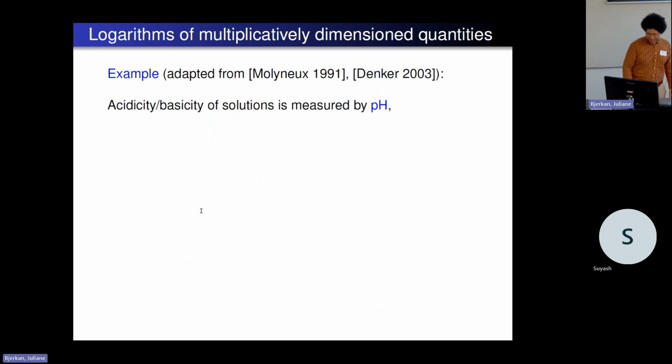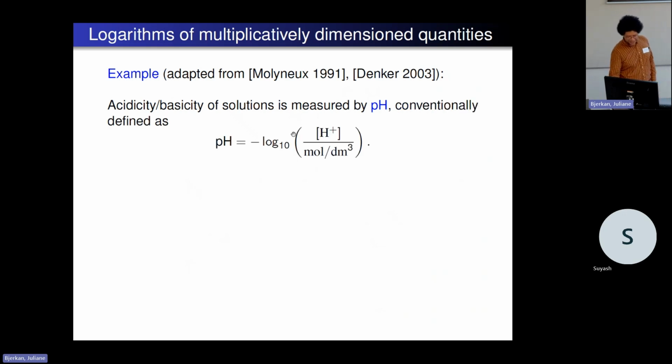Let me give you an example. Acidity or basicity of solutions is measured by pH, and pH is conventionally defined as minus log base 10 of the hydrogen ion concentration as measured in moles per decimeter cubed. So the numerator has the same dimension as the denominator, meaning that when we take the ratio, we're just putting a dimensionless number into the logarithm. So for example, for water, the pH is approximately 7.